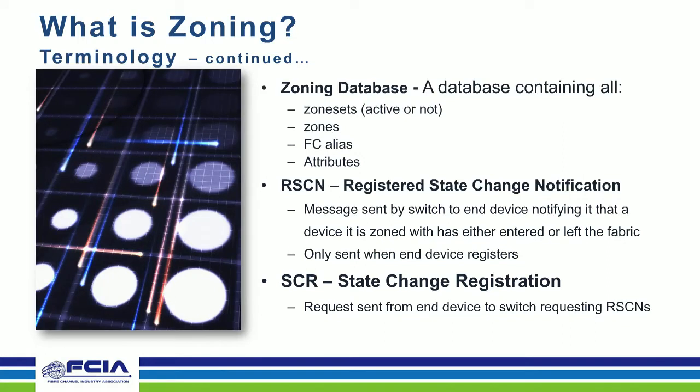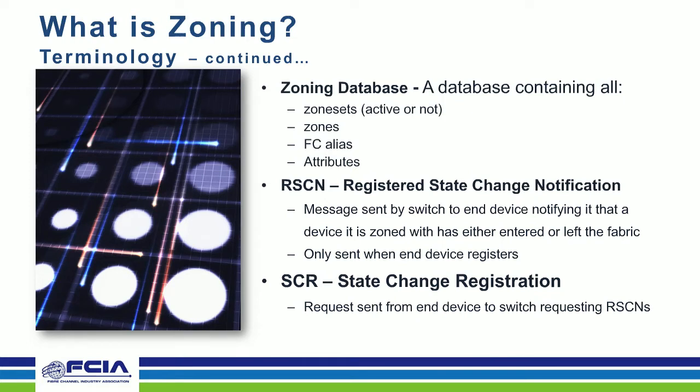Okay, finally, a zoning database. This is a total database containing all the zone sets, zones, FC aliases, and attributes, which we're not going to talk about very much. But this entire database contains all this information. There is something called an RSCN, a Registered State Change Notification, which we'll talk about. This is a specific message sent by a switch to an end device notifying it that a device that it is zoned with has either entered or left the fabric.